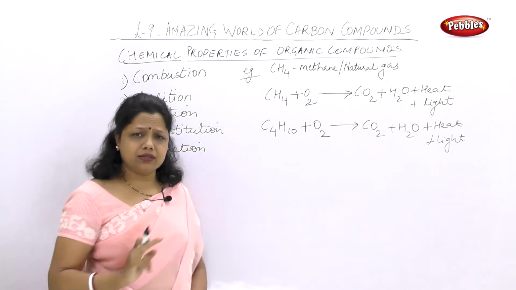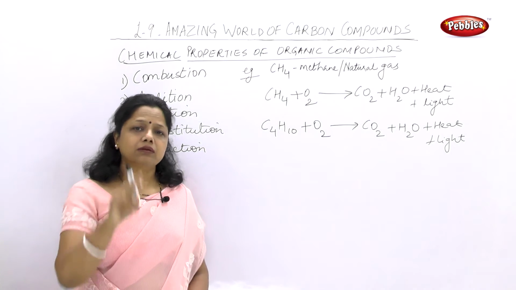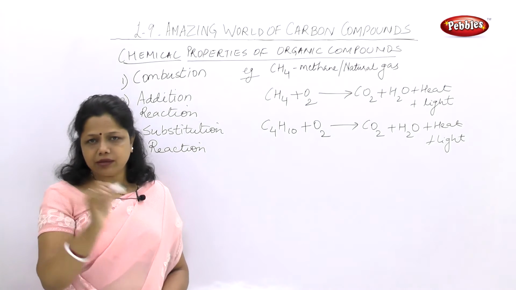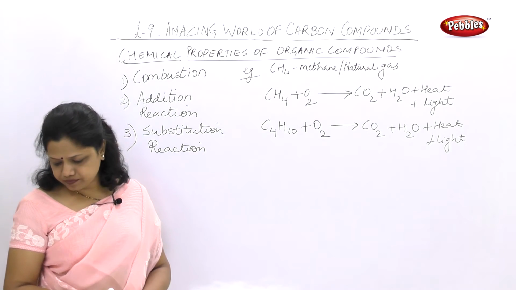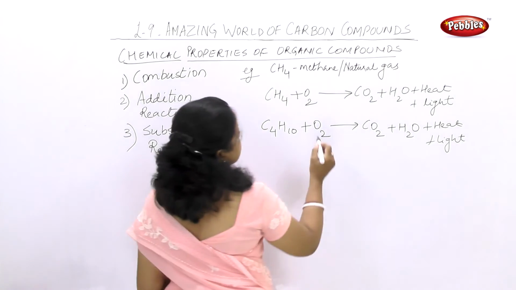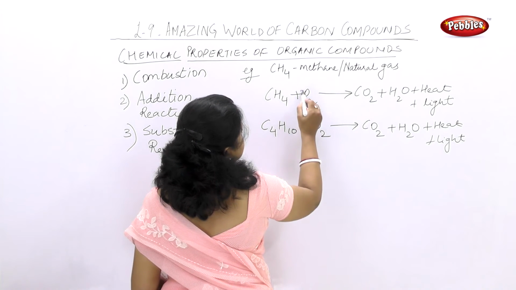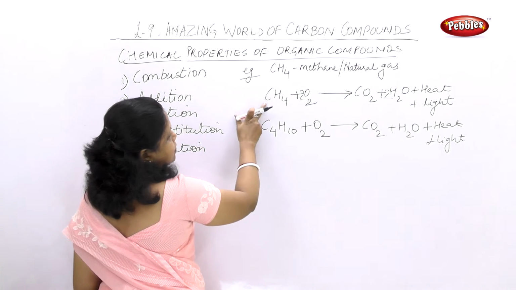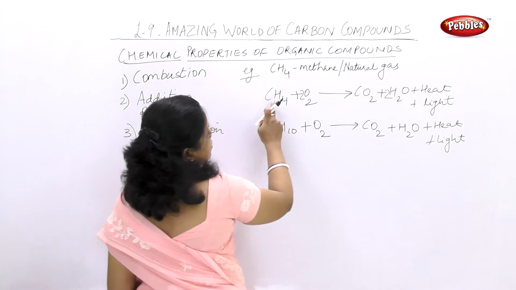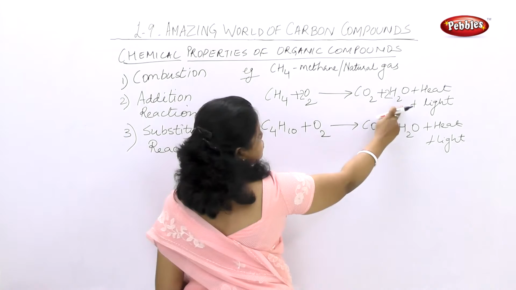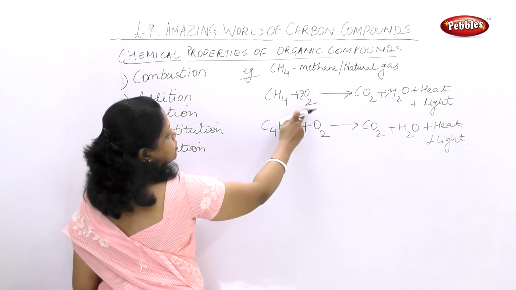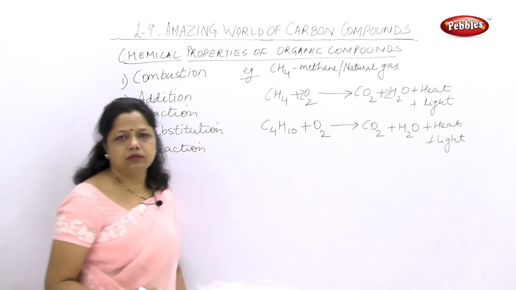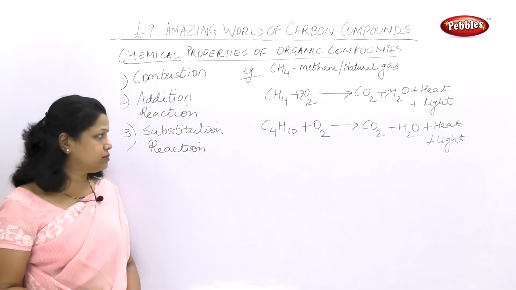I have written the reaction, but I have not balanced it. Now it is you who have to balance it as you have learned. Just try it and I will write the answer. Two and 2. Let's check. 1 carbon, total 4 hydrogen, 2 into 2, 4 hydrogen, here 2 into 2, 4 oxygen, here 2 and here 2, 4 oxygen. This is how we are balancing it.